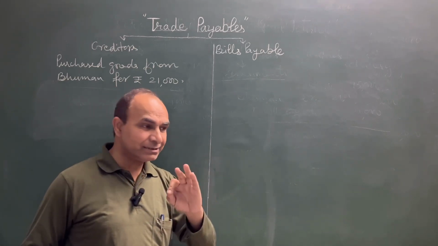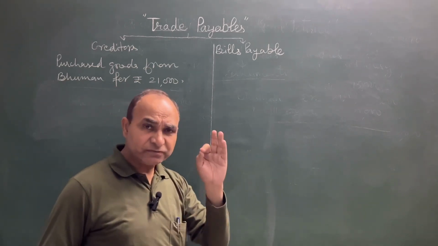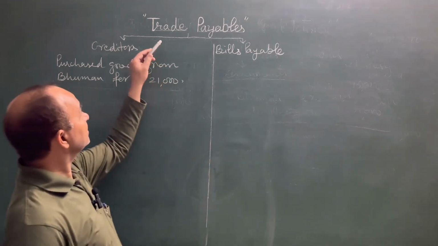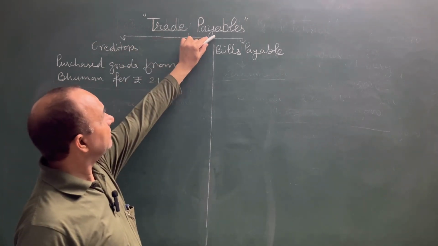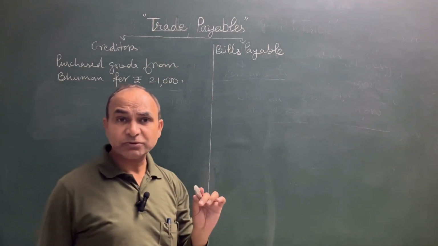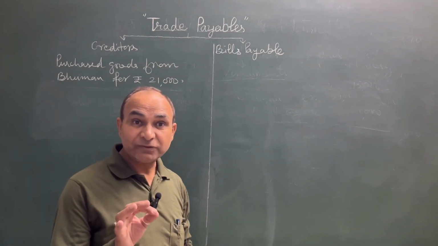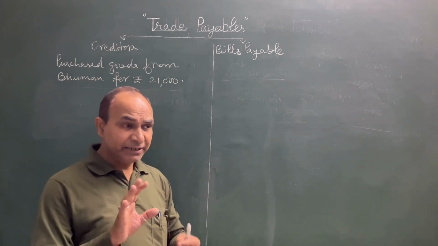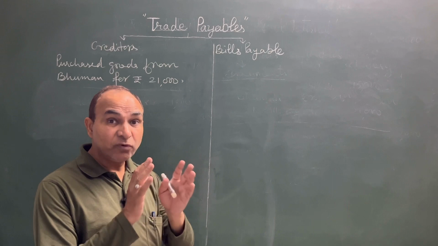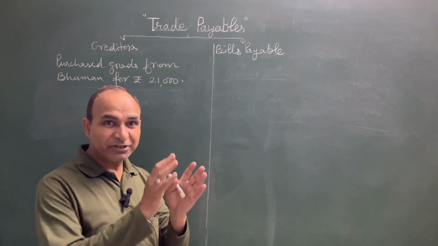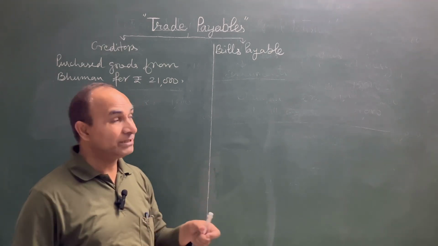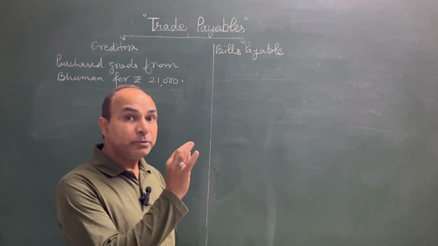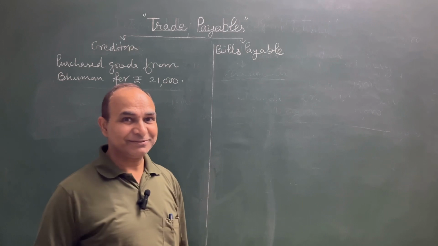Trade payable is an accounting term which is very important and you need to understand this. There are two terms, one is trade and second is payable. Trade means, students, purchase and sale of goods with the purpose of earning profit. That is trade. It means somewhere goods are involved when we are talking about trade receivables and trade payables. What is payable? Payable simply means amount to be paid to the outsiders.